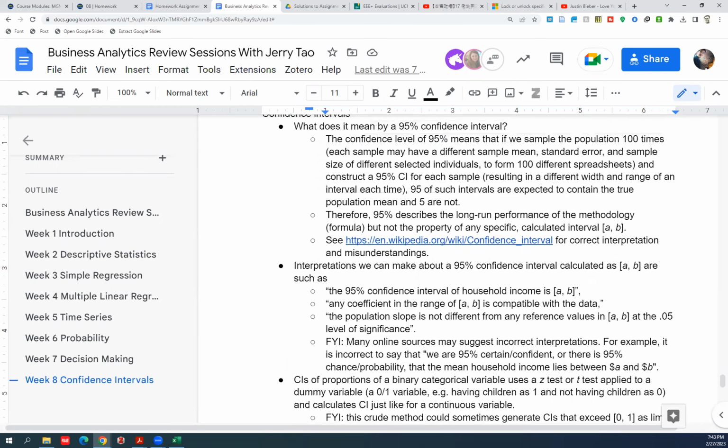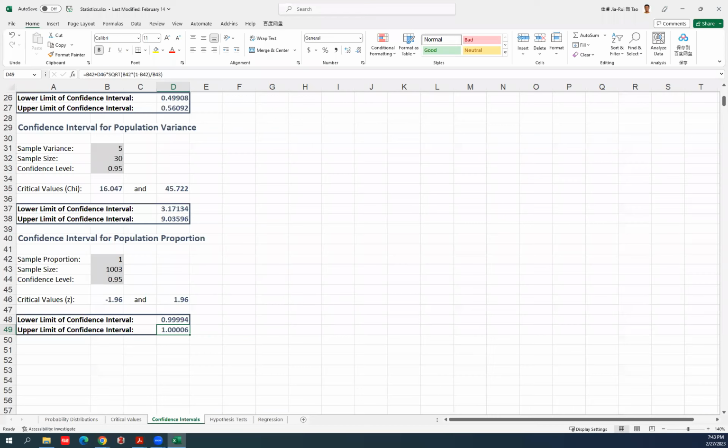All right. Any questions about calculating proportions?